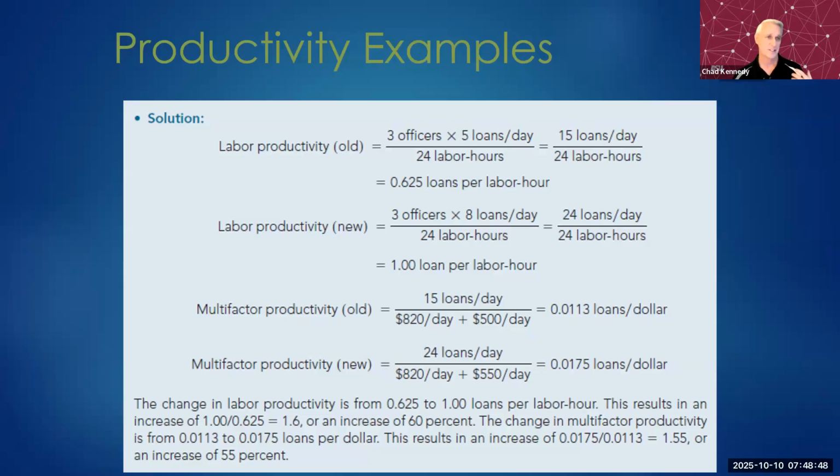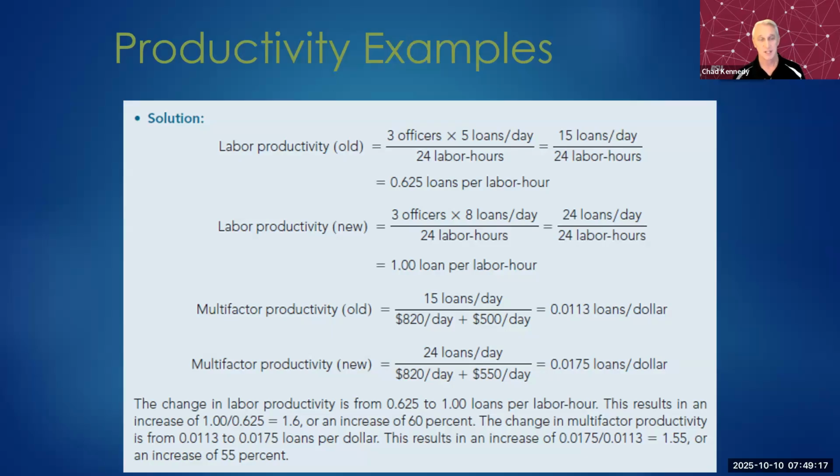Now, if we get the software, same number of officers, now we have 8 loans a day, so that changes our numerator to 24 loans per day. And if we look at that, we're getting 1 loan per labor hour. So we've seen that already increase. And so that result increase, we take the 1 loan per labor hour divided by the 0.625, and we get 1.6 increase, or an increase of 60%.